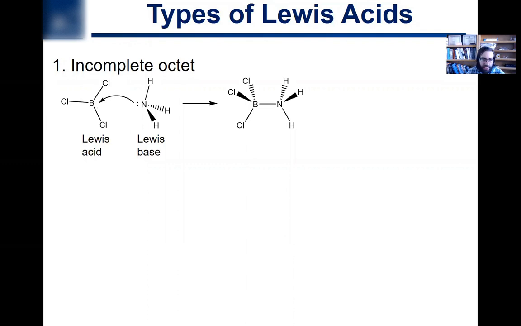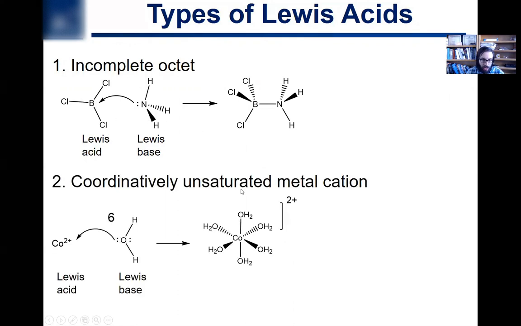That's why it's a Lewis acid, and it can then have a full octet. So here it's reacting with ammonia, which is a Lewis base. It is donating an electron pair. And so you have a Lewis acid and a Lewis base that together make this one compound.